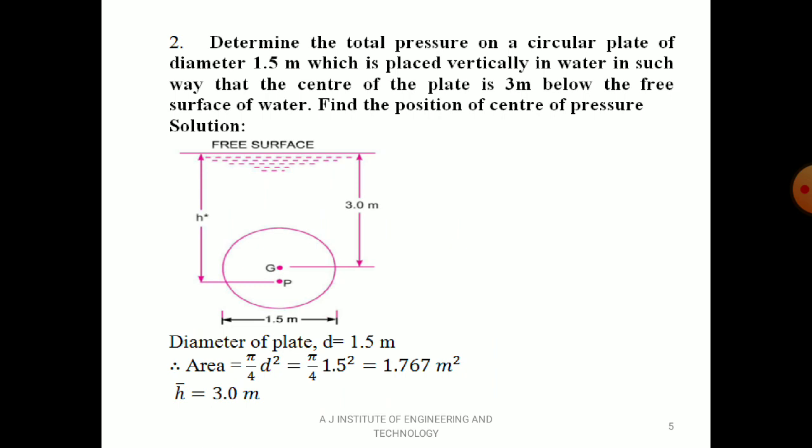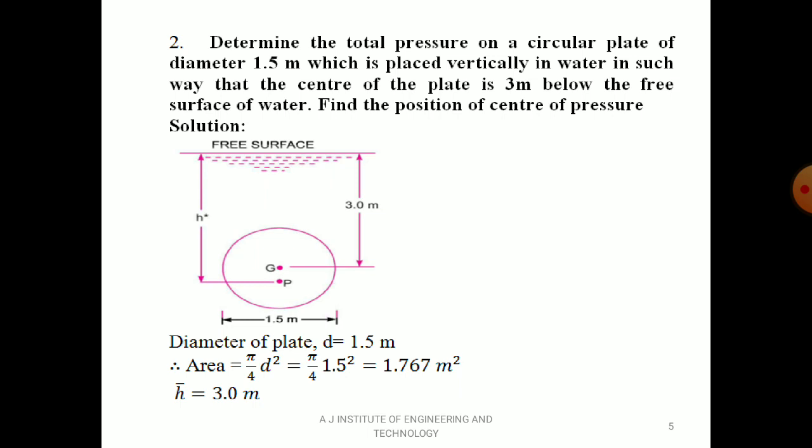Again, this is a vertical condition, vertically submerged plane surface in fluid. Fluid is water here also. So the center of plate is 3 meter below the free surface of water. So just draw a circle in such a way that the center of the circle is at a distance of 3 meter from free water surface. Then P that lies below center of gravity, that is at a distance of h star from free water surface.